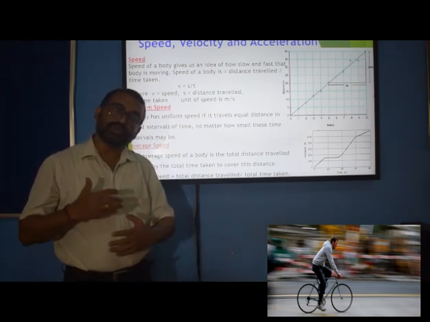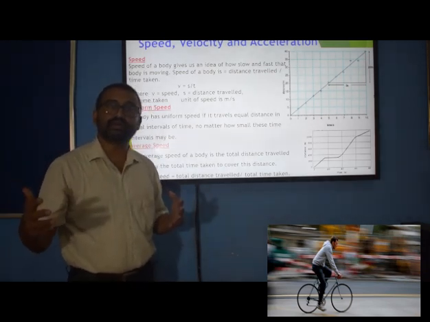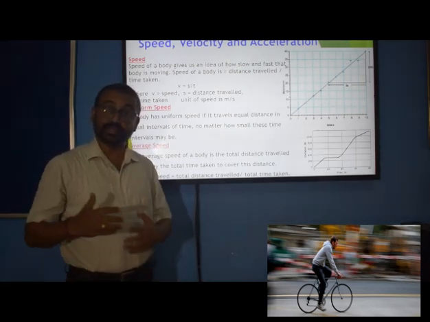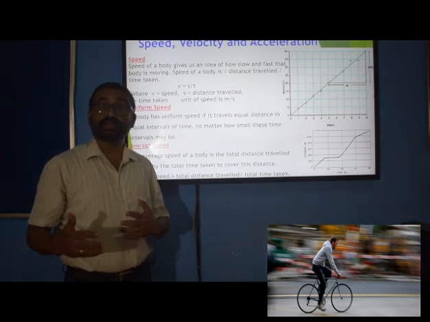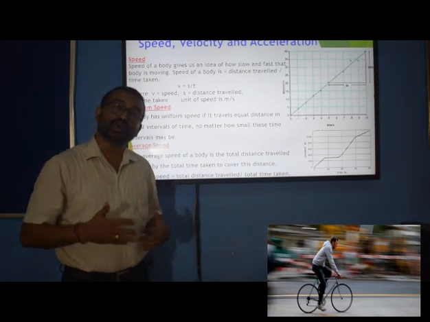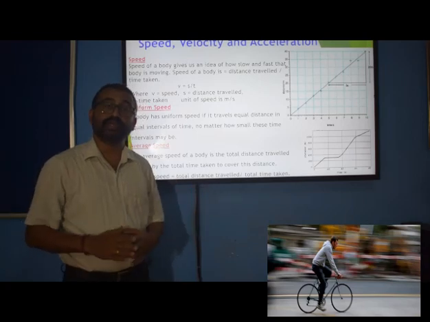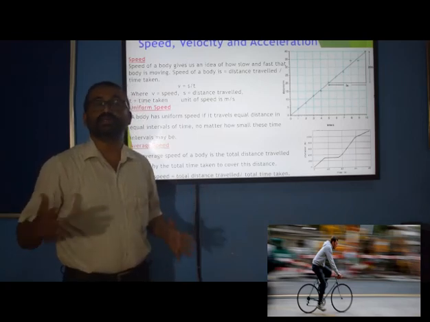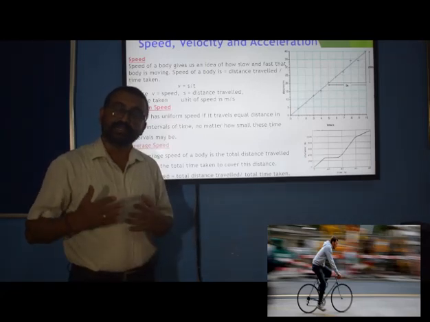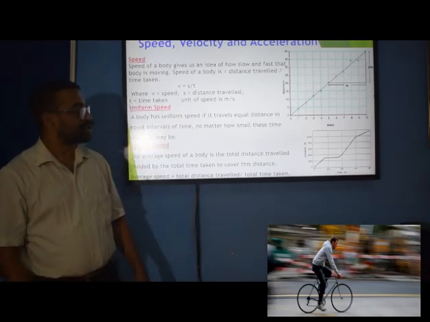So how do you calculate the average speed? The first 5 kilometers you are going very fast, the second 5 kilometers a bit slow. The technique adopted here is, you cannot say that you are very fast or too slow. You have to take the total distance, total 10 kilometers, divided by the total time taken to cover that total 10 kilometers. So that is the average speed. Total distance divided by total time taken to cover that distance is called average speed.